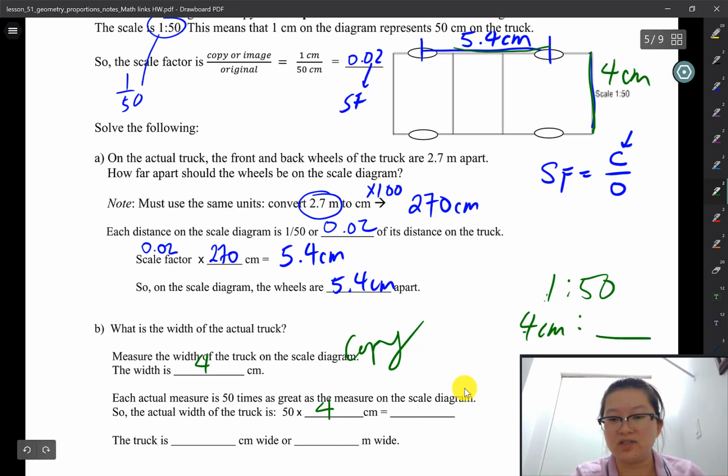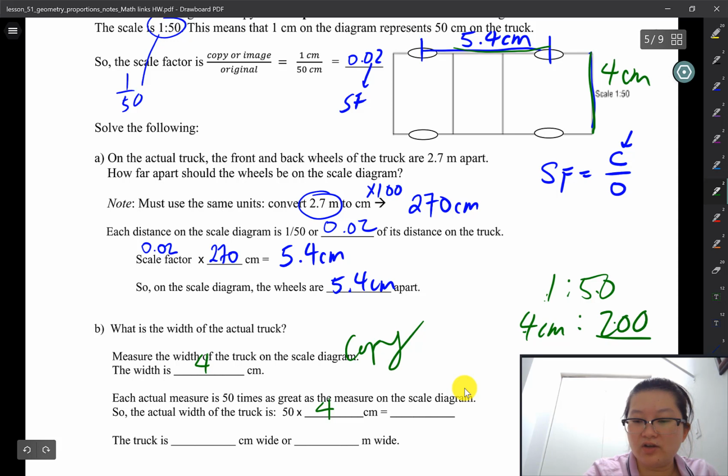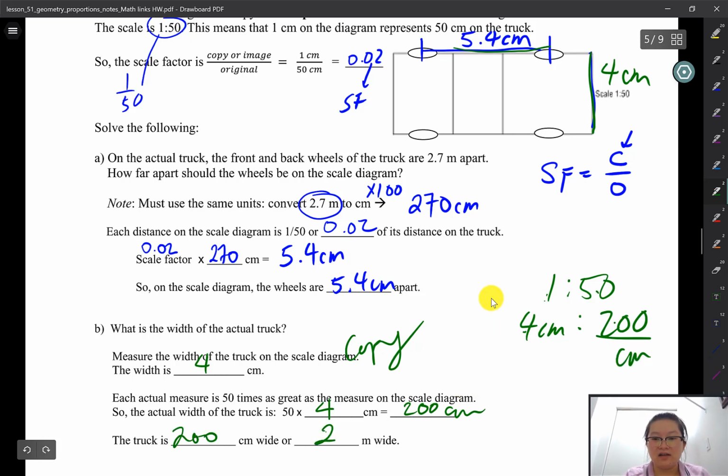So 4 centimeters on my diagram is going to be what number over here? So I go 1 times 4 is this. So 4 times 50 is going to be 200. 200 centimeters is equivalent to 2 meters. Or here, 200 centimeters is going to be 2 meters wide. Okay? So that's the idea.